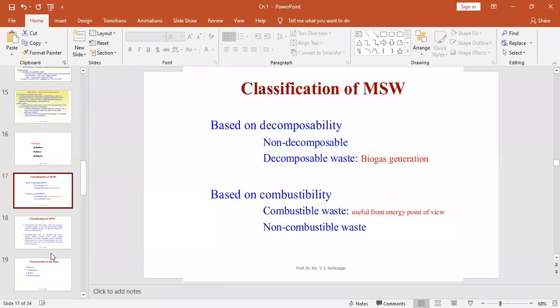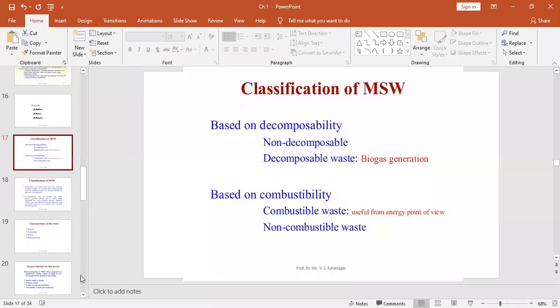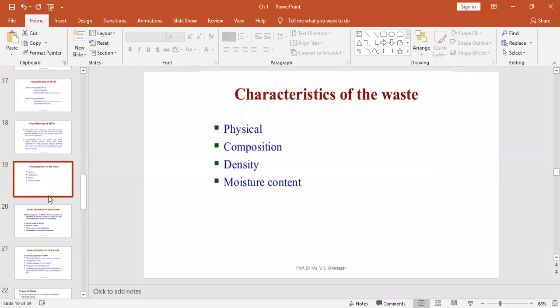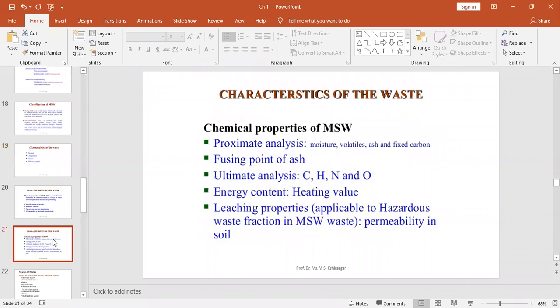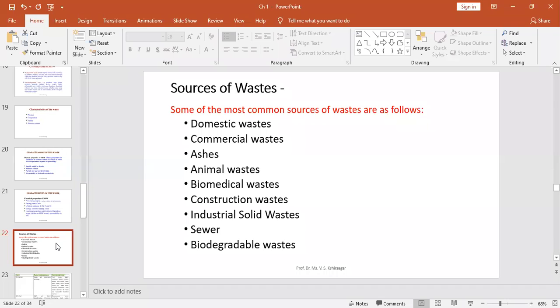Then we discussed the classification of municipal solid waste. Based on decomposability, it is classified as non-decomposable and decomposable waste, and based on combustibility, as combustible and non-combustible solid waste. Then we discussed the physical and chemical characteristics of municipal solid waste. The last part we discussed in the last lecture was the sources of the waste.